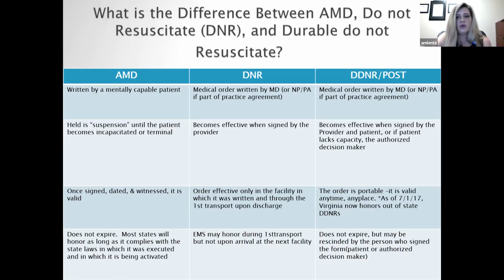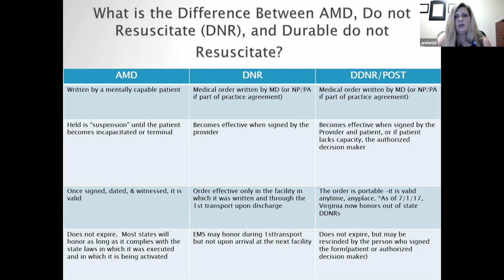EMS may honor that during the first transport to the next facility. So the next one is a DDNR, which is a durable do not resuscitate, and also POST, where we go even further and you can really break down what your wishes are. This is what you need if you're going someplace other than the hospital. It travels with you. It goes to the skilled nursing facility. It goes to your home. So it's so important to have this because it honors your wishes when you're in your home.